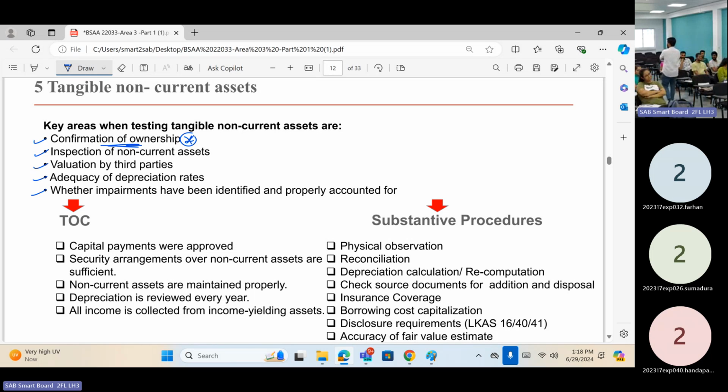Audit approach. What do you mean by audit approach? What are the approaches? Whether we are going to do full substantive, or whether you are going to do a combination. In some scenarios we can do full substantive. In some scenarios you can do EOC plus substantive. That is called audit approach.